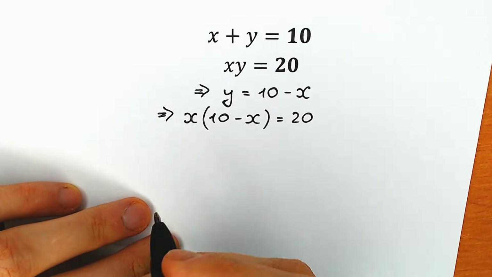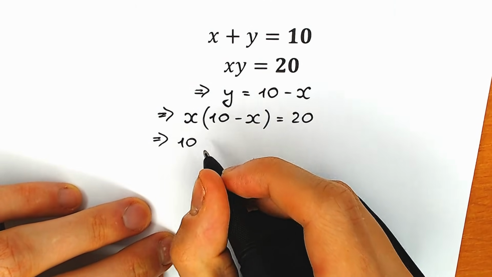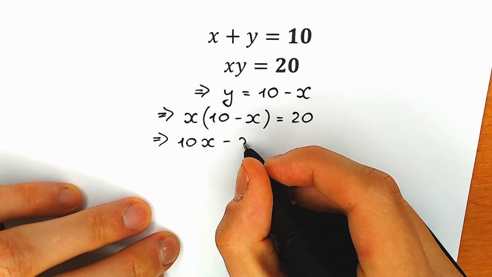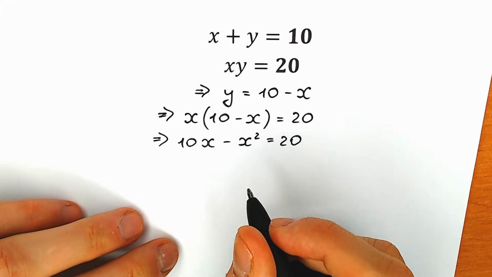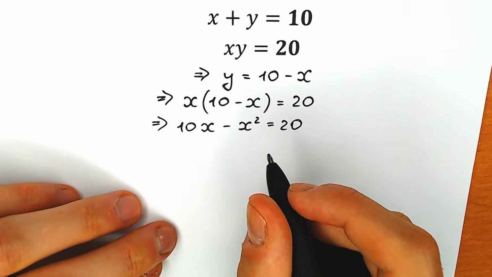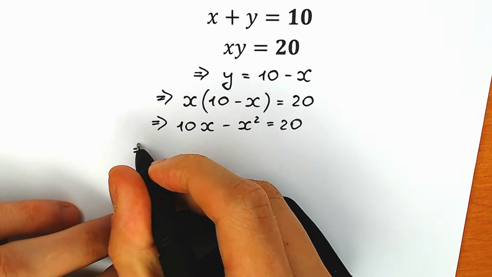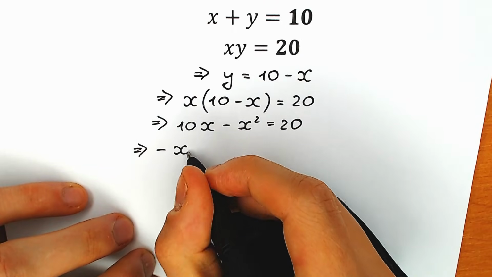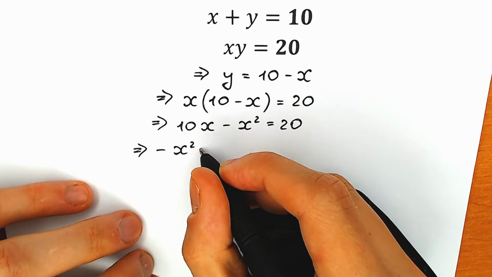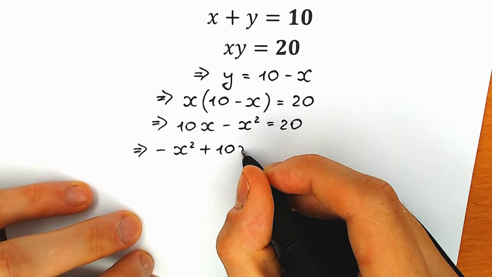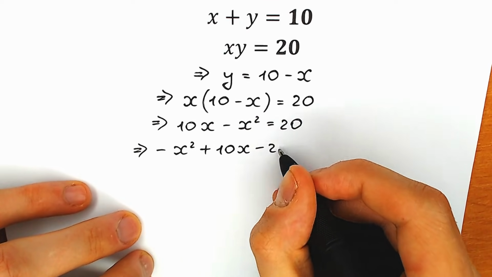First of all, we can multiply this x by this parenthesis. So we have 10x minus x squared equals 20. And from this perspective, we have a quadratic equation, but we prefer a little bit different order. This minus x squared on the first position, so we have minus x squared, 10x on the second position. Let's write it. So plus 10x and minus 20 from the right side, so minus 20 equals 0.